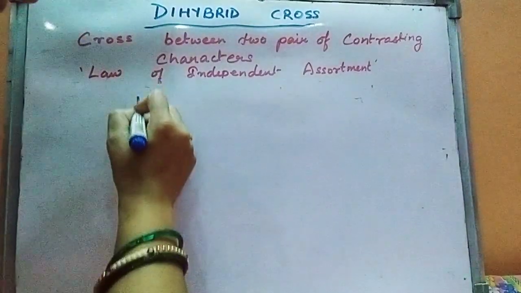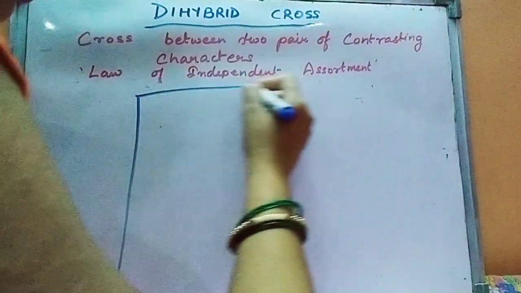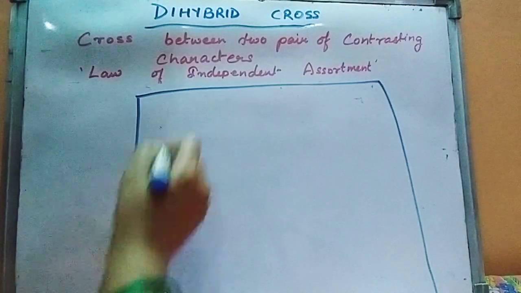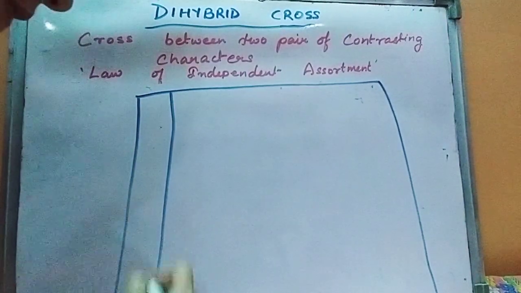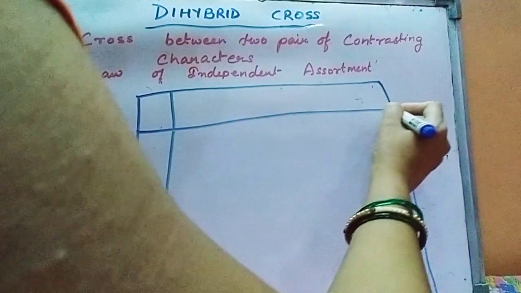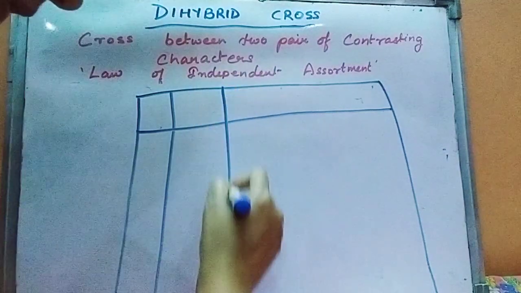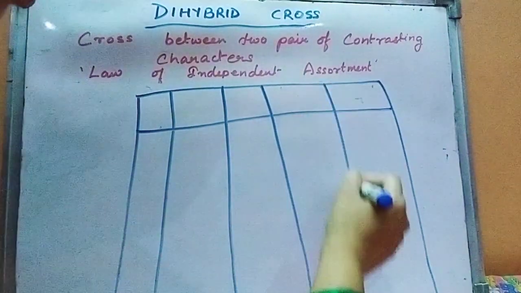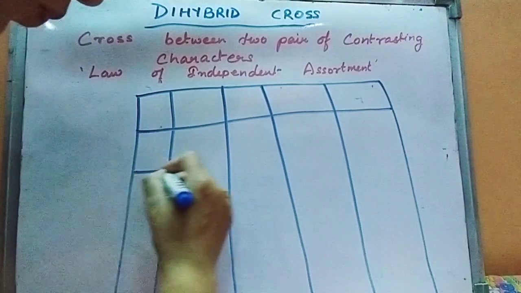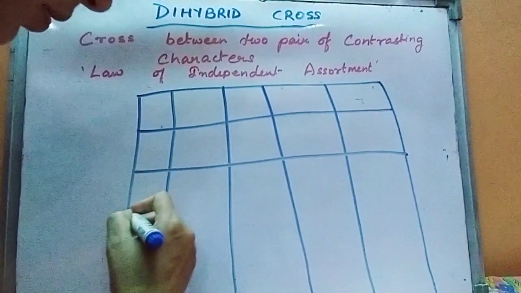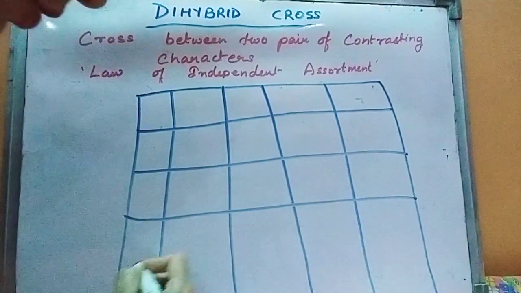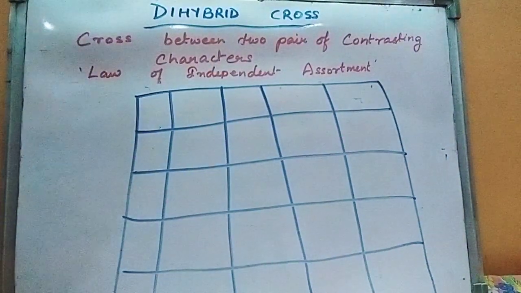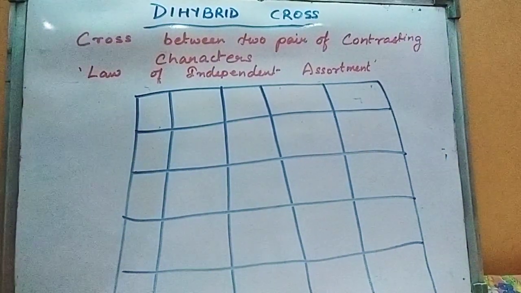I have to make 16 squares, a little bit short or small, you have to see it. For gametes, here one side, then 1, 2, 3, then 1, 2, 3, and 4. Let's write the possible gametes here.